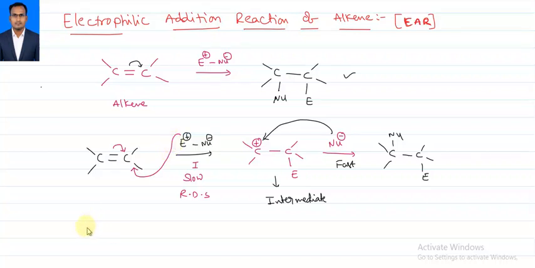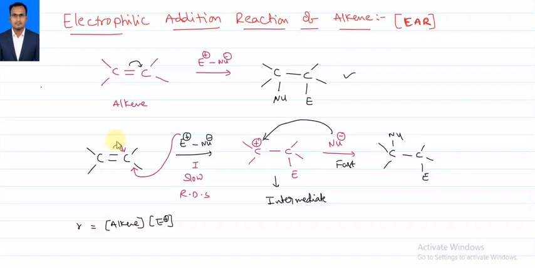Here the rate of the reaction is equal to the alkene and also the electrophile, because it's a slow step, right? So the rate of reaction depends on the alkene and the electrophile, not the nucleophile. Hence it is called the electrophilic addition reaction of alkenes. Now the nucleophile attacks the carbocation, since the intermediate is formed as a carbocation.